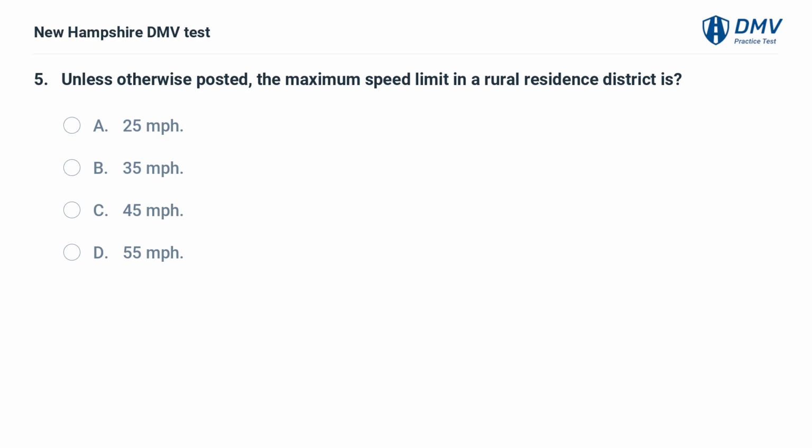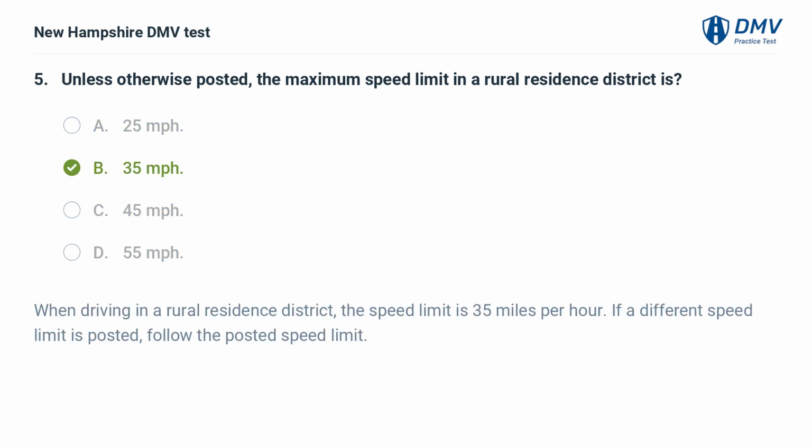Unless otherwise posted, the maximum speed limit in a rural residence district is A. 25 miles per hour. B. 35 miles per hour. C. 45 miles per hour. D. 55 miles per hour.